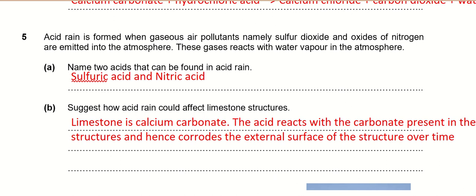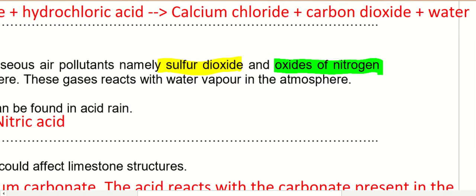Acid rain is formed when gaseous air pollutants, namely sulfur dioxide, let me just highlight this, sulfur dioxide and oxides of nitrogen. Some of you may not be familiar with what is meant by oxides. Now let me write down the chemical symbol for you, just so that you have some idea. Sulfur dioxide is SO2 and it's a gas. Under normal room temperature and pressure conditions, sulfur dioxide is a gas.